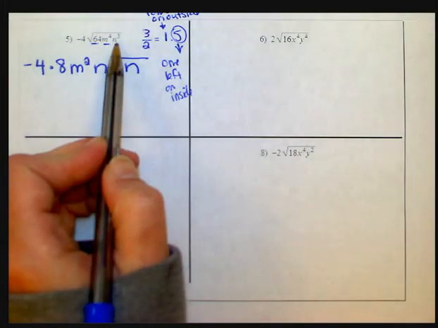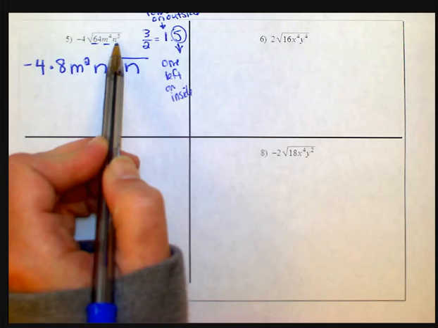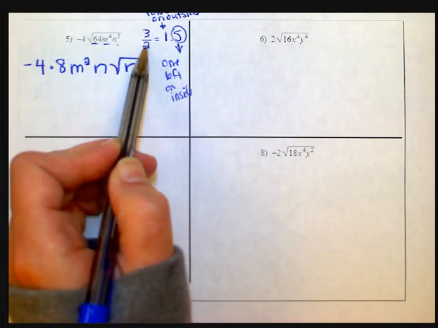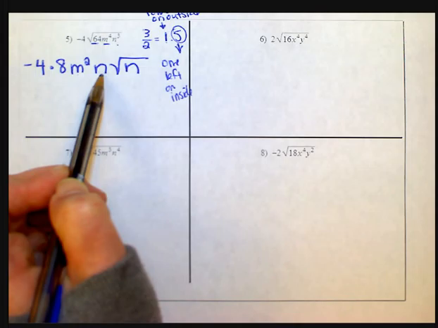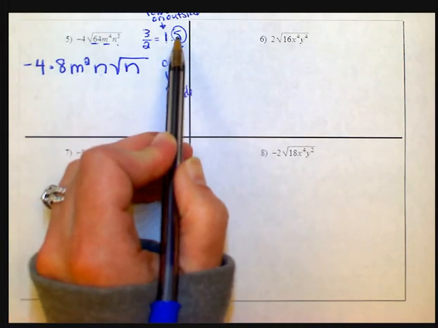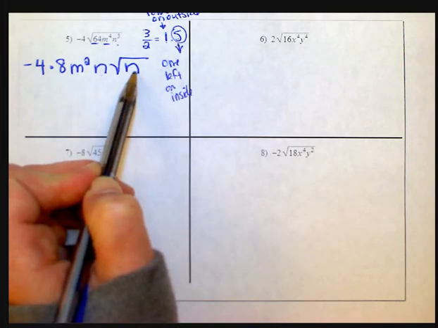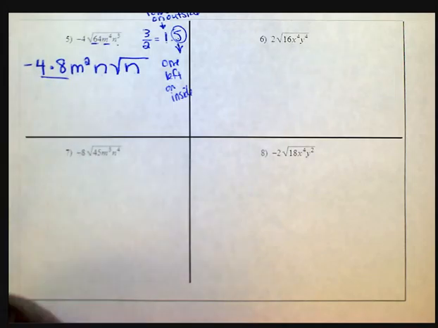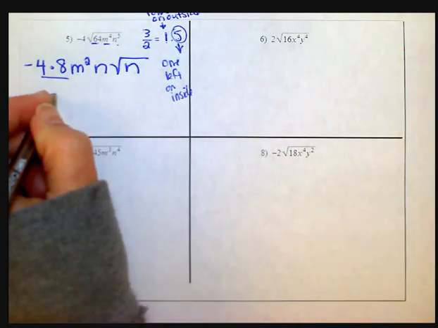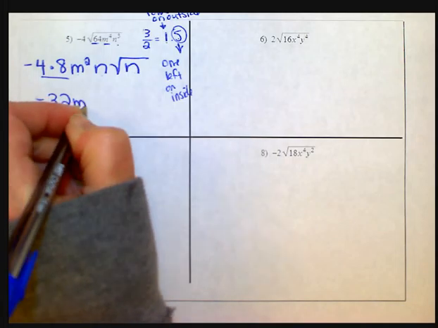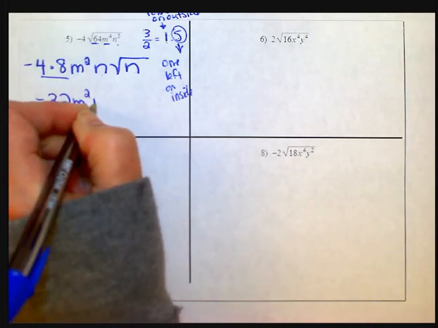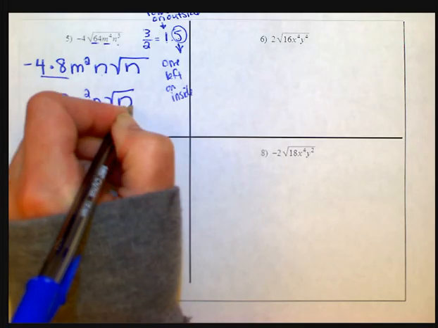N to the third is not a perfect square, but we can simplify it. I can divide it by 2 and it goes in 1 time, so I get 1n out, and I'm left with that 0.5 remainder, which means I'm left with 1n on the inside. So now I simplify my -4 times 8, and I get -32 m squared n times the square root of n.